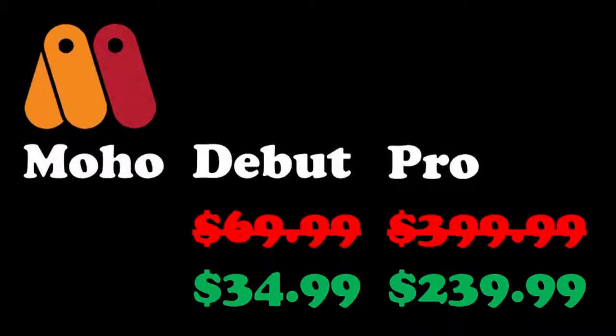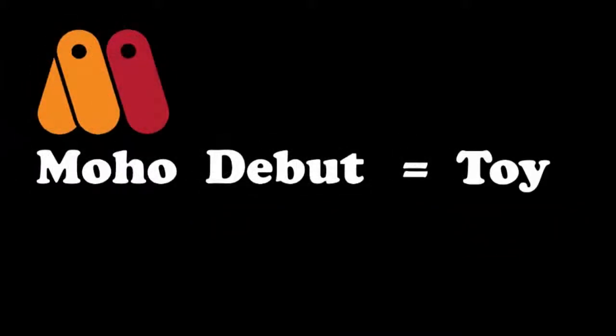Now there's another thing I need to share with you, and that is that Moho is expensive. In fact, at the time of this recording, there's a sale going on. Moho comes in two versions, Debut and Pro. The Debut package, you may be licking your chops over because it's currently $35, while Pro is $240. Which would I go for? I'd go for the Pro. Why? Because Moho Debut is basically a toy.